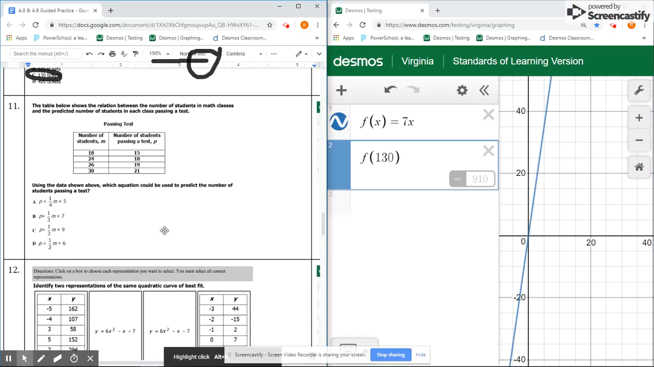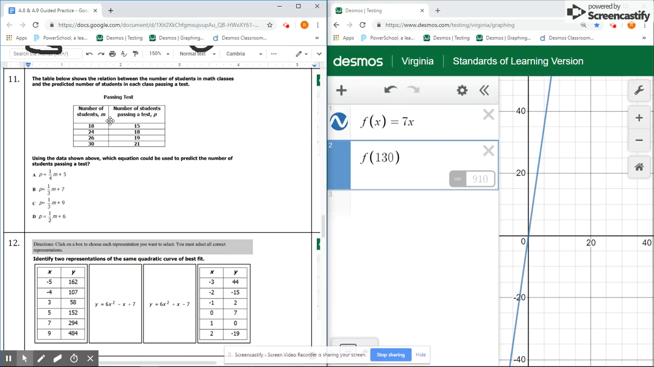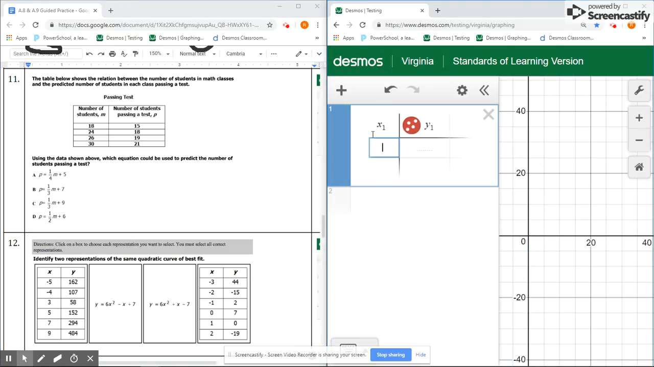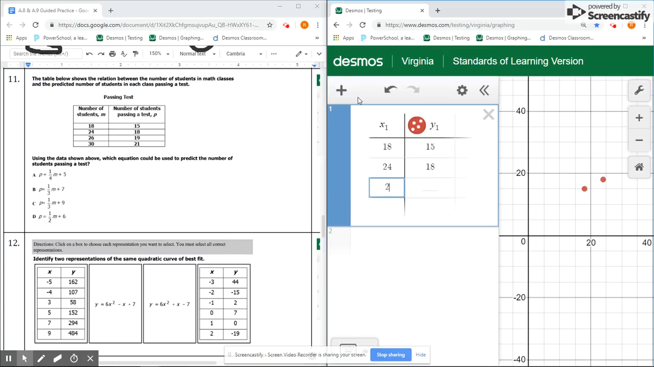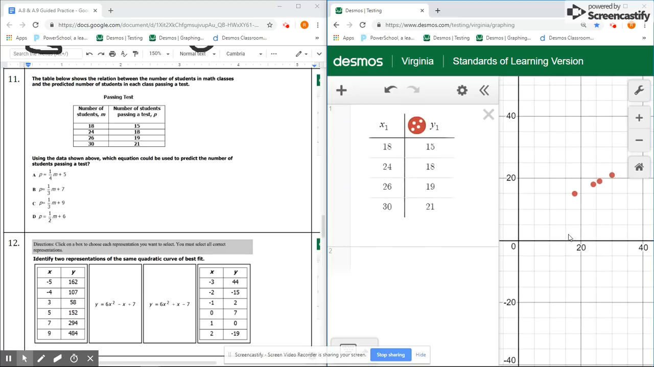Okay, number 11. The table below shows the relation between the number of students in math classes and the predicted number of students in each class passing a test. Using the data shown above, which equation could be used to predict the number of students passing a test? Okay, so we have a table here with a bunch of points, and we want to match the equation with the table. So the easiest thing to do would be to create that table. All right, so if you want to create this with me on your computer: 18, 15, 24, 18, 26, 19, 30, and 21. Okay, here are the points.